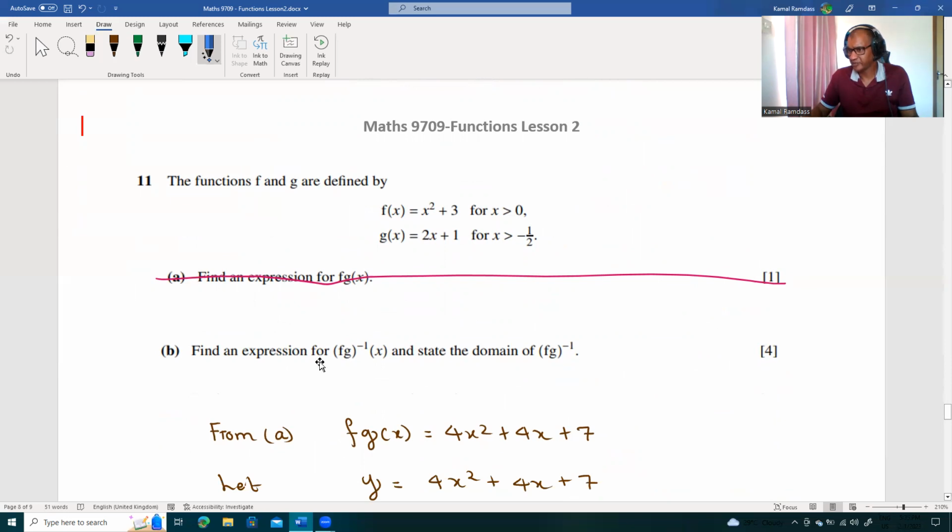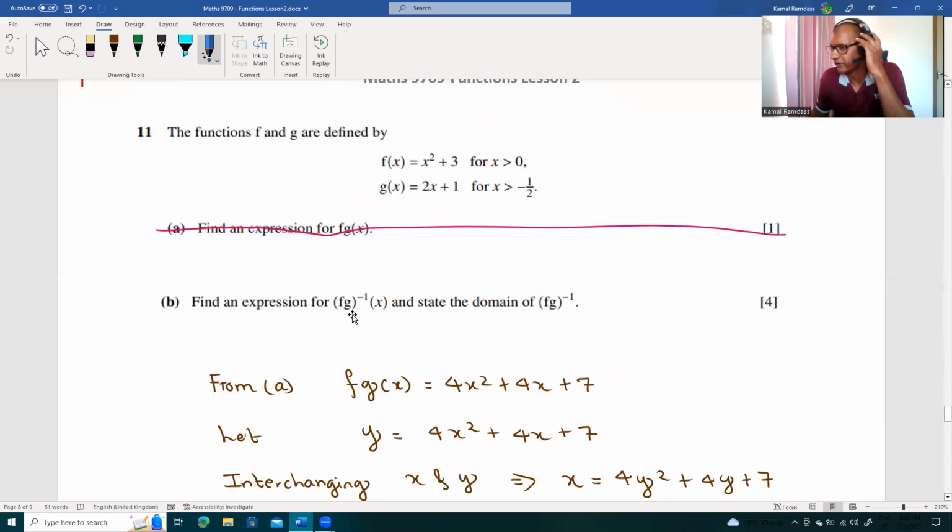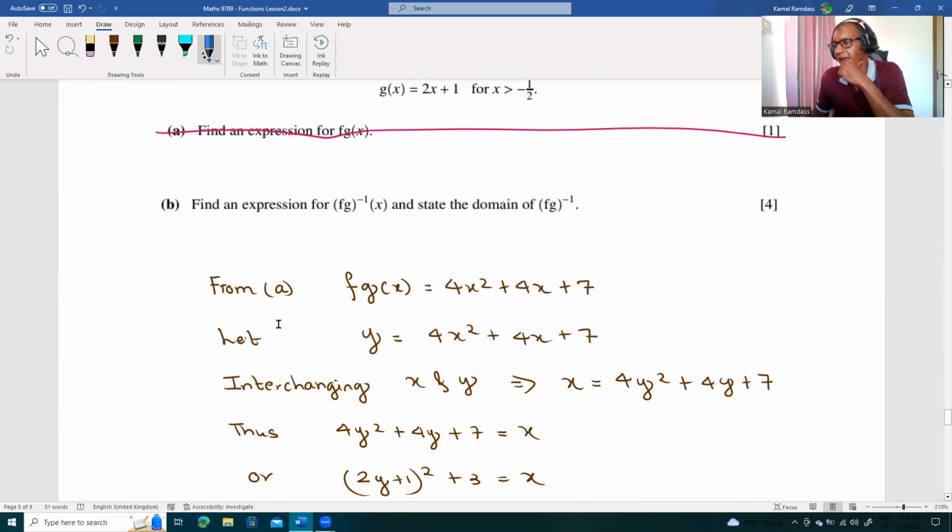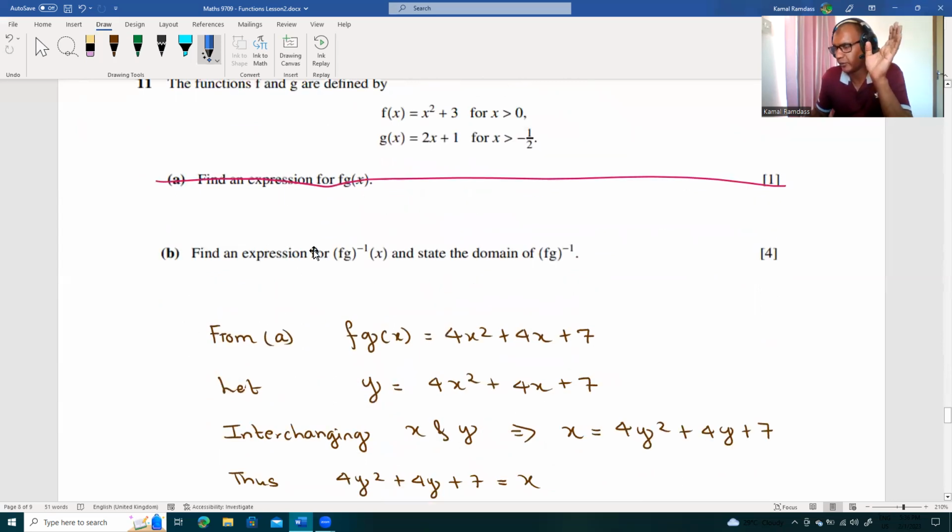Now, we find an expression for the inverse of f of g and state the domain of f of g inverse. In other words, the inverse of f of g. OK? Find the expression for this function and find the domain. From part A, we already know the answer we found above: f of g is equal to 4x squared plus 4x plus 7. And I need to find its inverse.